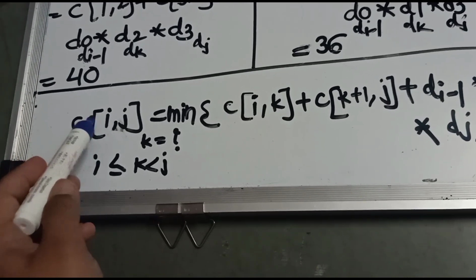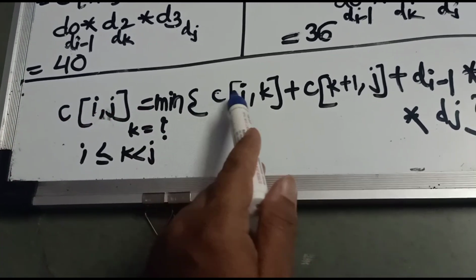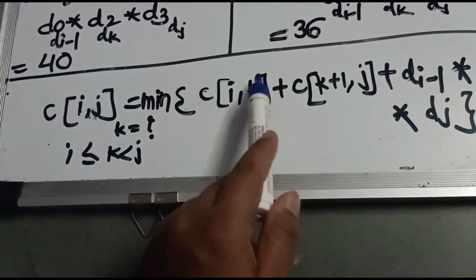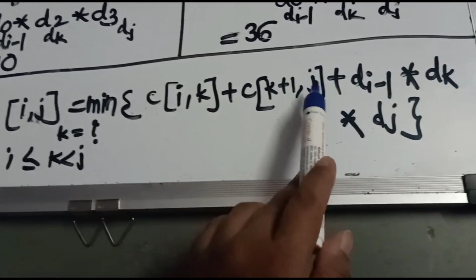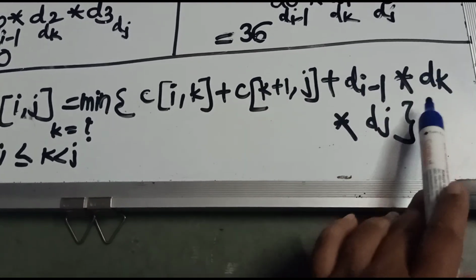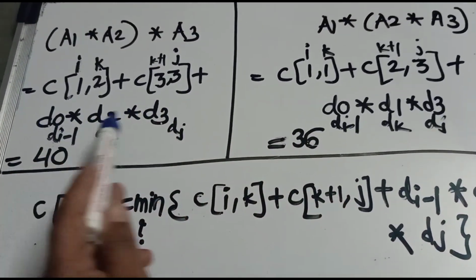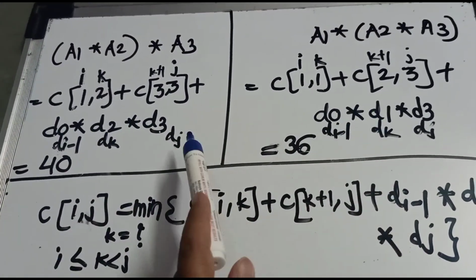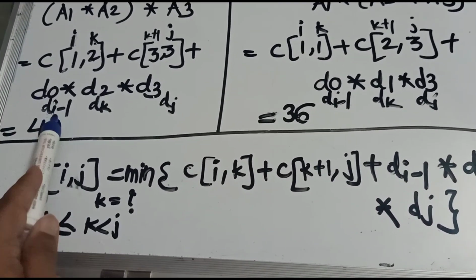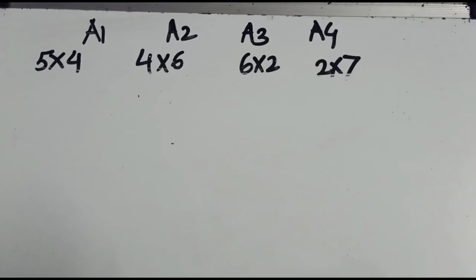For finding the cost of i, j, we take the minimum of c of i, k plus c of k plus 1, comma j plus d of i minus 1 star d of k star d of j. How this i, k, j is taken, we have already seen with this particular example. I am again repeating, for understanding how these values are obtained, you have to watch the first video.